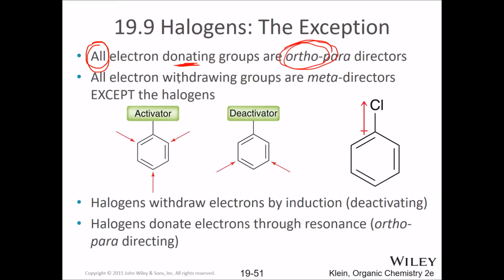In general, withdrawing groups are meta directors, except the halogens. And why is that? Looking back down here, activators put substituents here. If there's an activator right here, it's going to put it at either the ortho positions or here's the para position. If it's a deactivator, it's in general going to put it at a meta position. Now halogens are the exception.